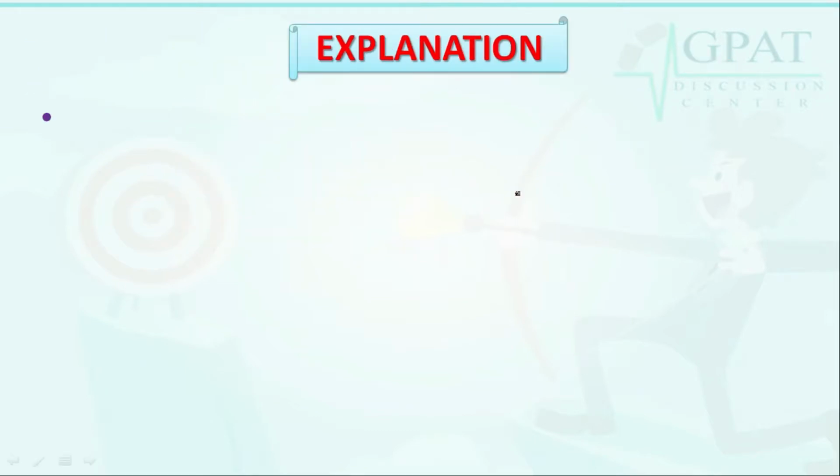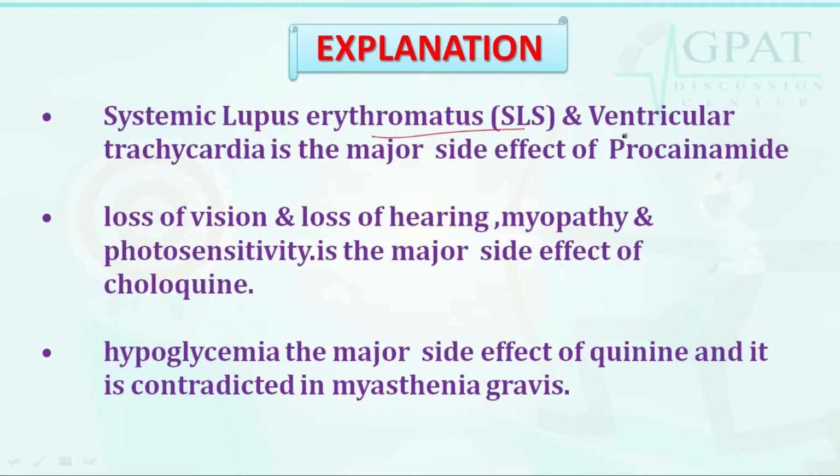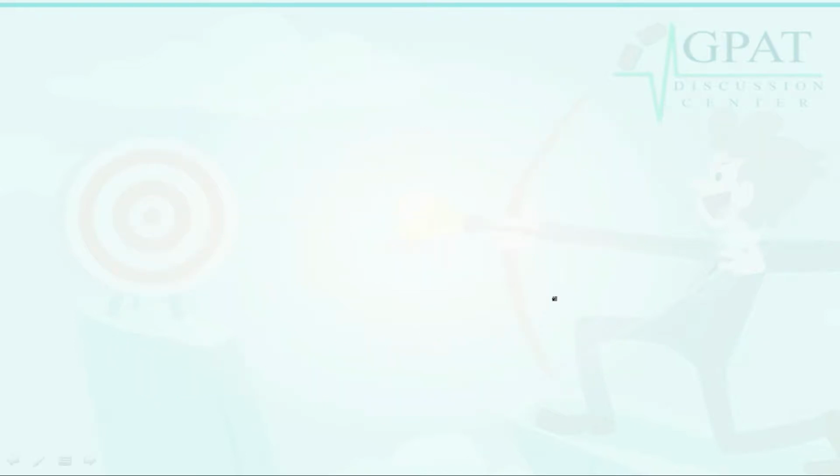Now let's take out the explanation part: systemic lupus erythematosus, SLE, and ventricular tachycardia are the major side effects of procainamide. Loss of vision, loss of hearing, myopathy, and photosensitivity are the major side effects of chloroquine, and hypoglycemia is the major side effect of quinine, and it is contraindicated in myasthenia gravis. So students, SLE we have just cleared, loss of vision about chloroquine, and the quinine side effect was also observed.